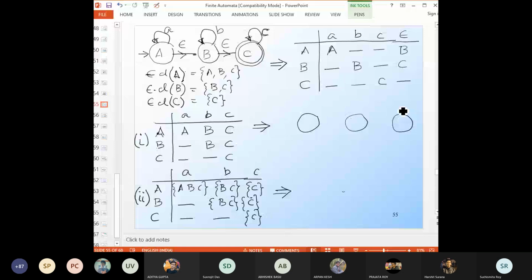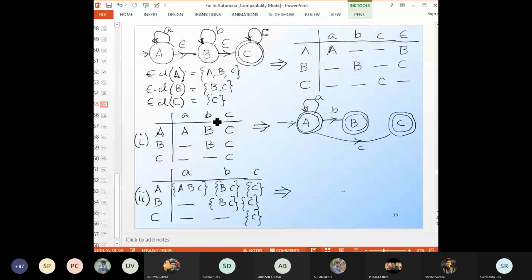Okay, and now since all of these epsilon closures have the final state C, all of these states are now final states. Okay, so that is clear. Initial state remains the same. Set of states remains the same. So A, B, C. Okay, now let's put in these transitions. From A on A, you have this self loop. From A on input B, you will go to B. Okay, and on input C, you will go directly to C.